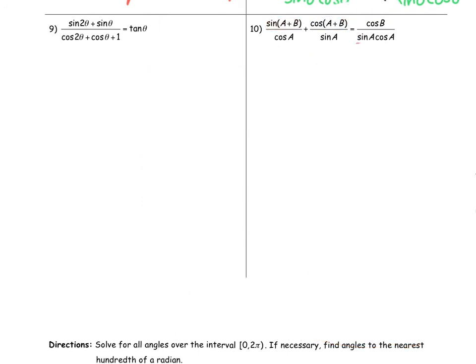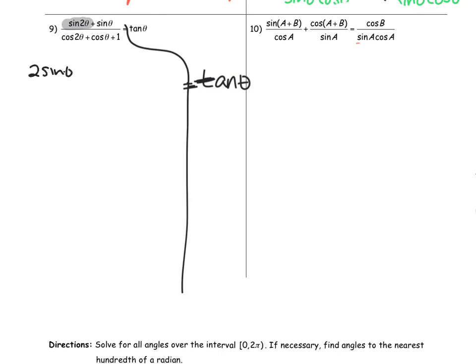Alrighty, last one. Again, this is a proof, and we're going to work with the left-hand side and then the right-hand side. The right-hand side I'm just going to leave alone, so that's just equal to tan theta. On the left-hand side, immediately I recognize I can rewrite sine of 2 theta as 2 sine theta cos theta, plus that sine theta. That's one of my double angle substitutions.